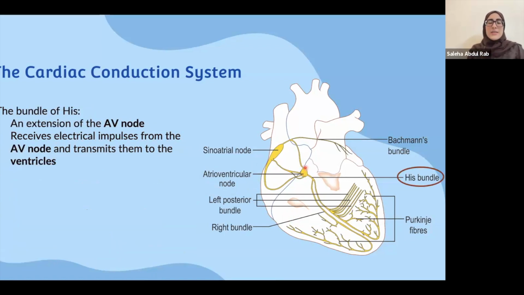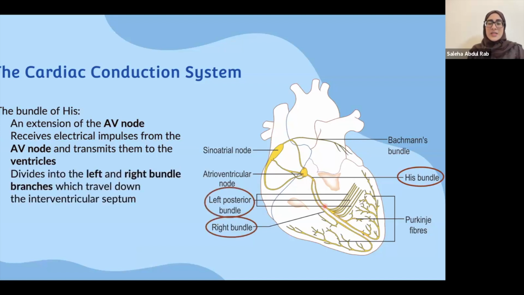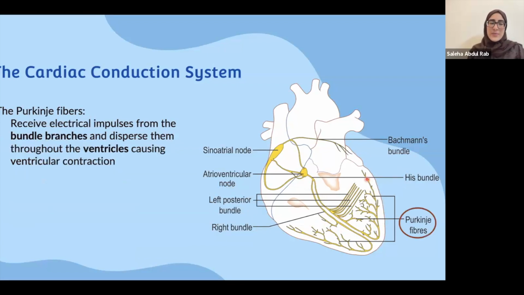All right, now coming to the bundle of His, it's an extension of the AV node. It receives impulses from the AV node and transmits them down to the ventricles. It divides later into the left bundle branches and the right bundle branches. And these are the Purkinje fibers, which are at the very end. Each terminates as a Purkinje fiber. And the Purkinje fibers disperse the impulse throughout the ventricles, ultimately causing contraction. So that's it for a summary of the cardiac conduction system.